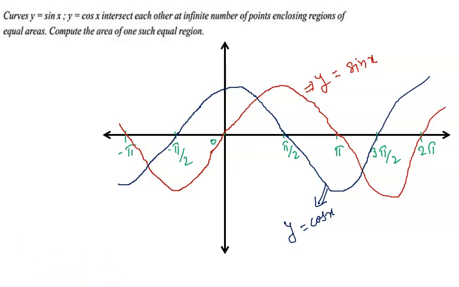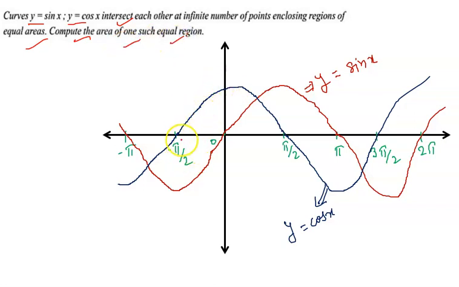Today I am going to discuss a very important question. According to this question, we have to find the area of one such equal region, where the two curves y = sin x and y = cos x intersect each other at an infinite number of points, including the regions of equal area, and compute the area of such an equal region.